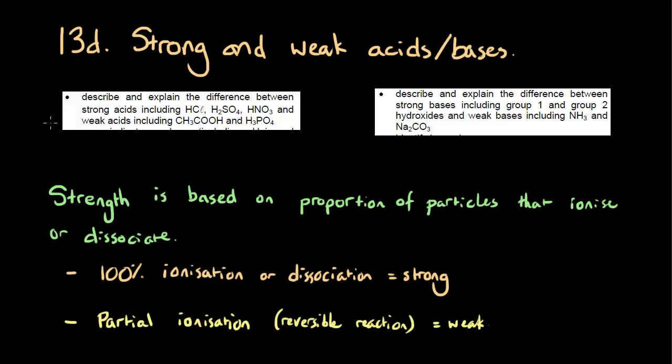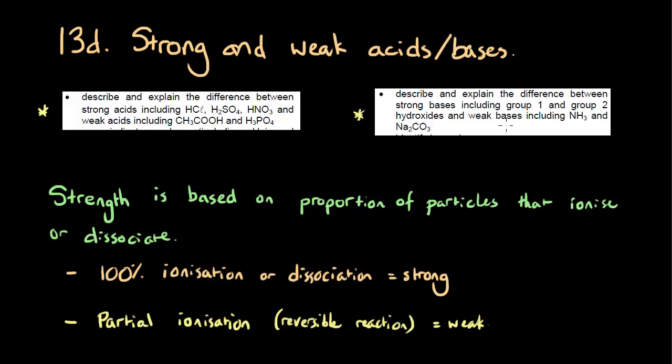The 2 dot points in the 2B syllabus that relate to this are: describe and explain the difference between strong and weak acids, including a number of examples, and describe and explain the difference between strong bases and weak bases, including a number of examples.